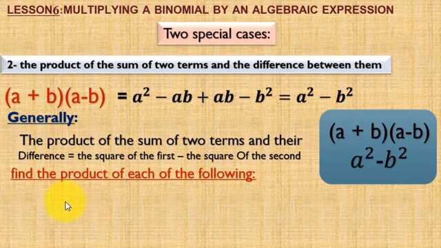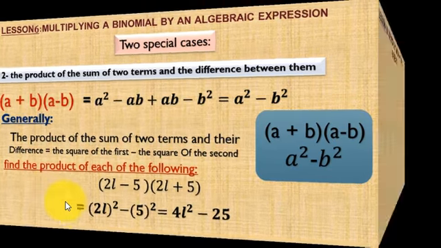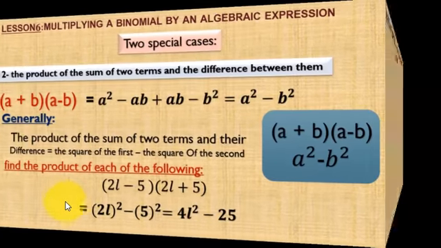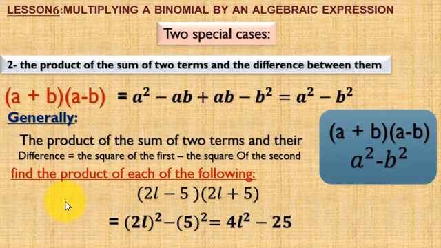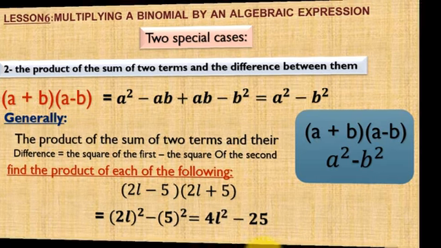Now find the product of each of the following. (2l minus 5) times (2l plus 5). We will multiply 2l by 2l to get 4l power 2. After that, multiply negative 5 by positive 5 to get negative 25. So the result will be 4l power 2 minus 25.